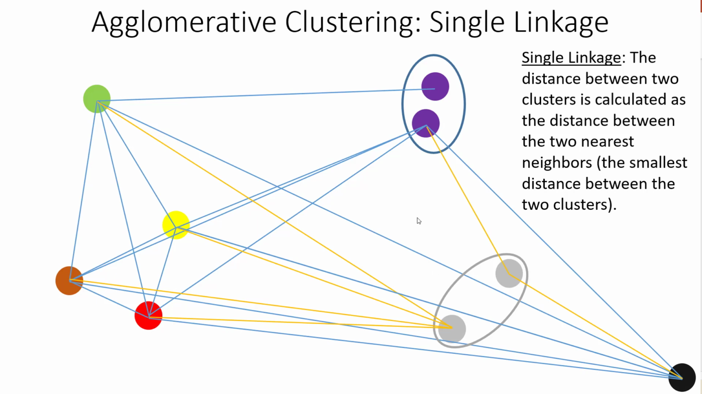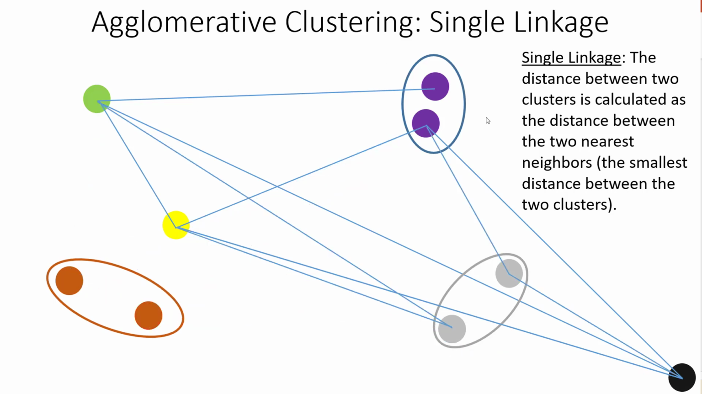We'll do it again. Figure out which of these clusters are the closest. This time it's between brown and red. So we'll merge them together into a brown cluster. Then we have to recalculate how far away every single person is from this brown cluster.